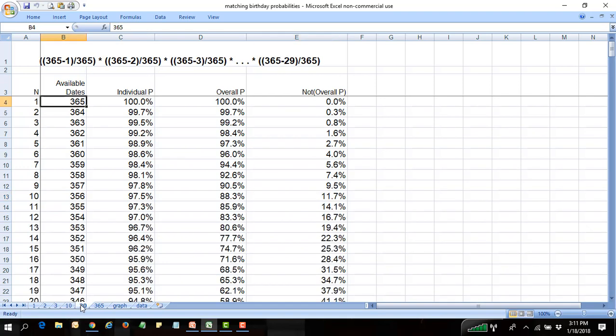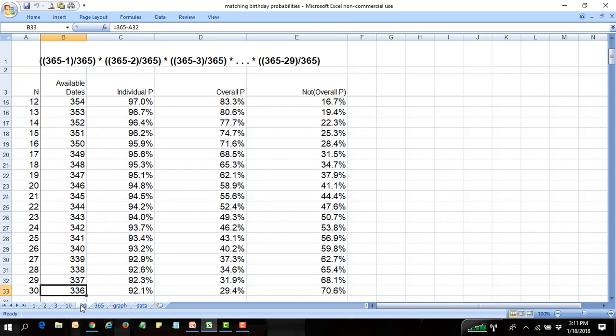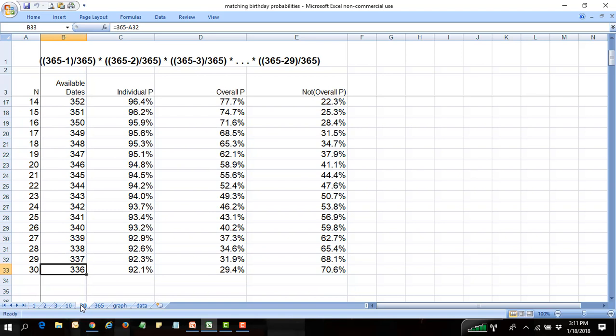So let's jump out to 30 people now as we go through. If I scroll down here to see, the 30th person only has 336 days left to choose from and only has a 92.1% chance of not matching someone else. So that 30th person doesn't really expect to match someone else.